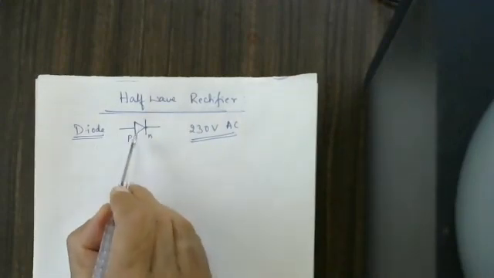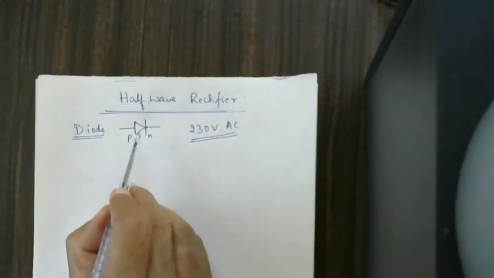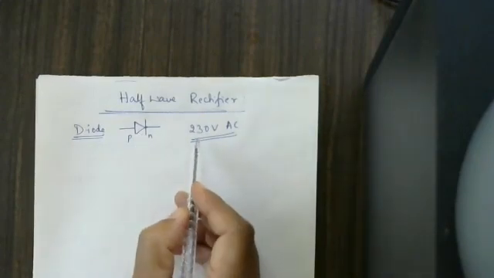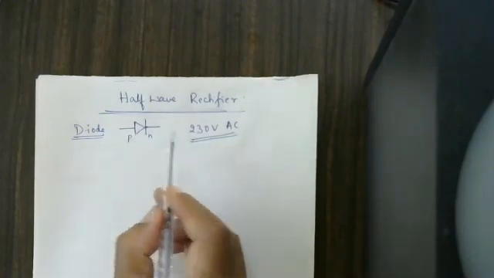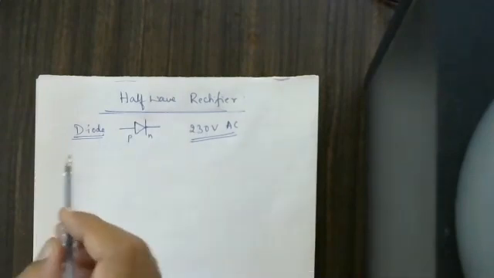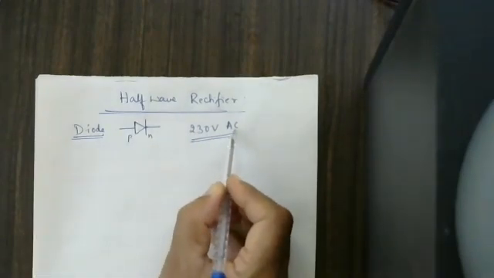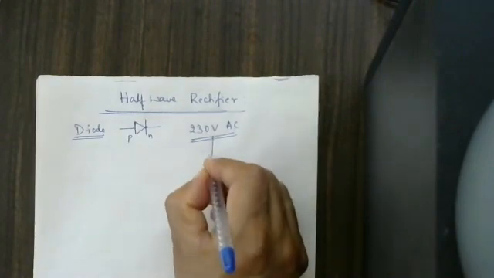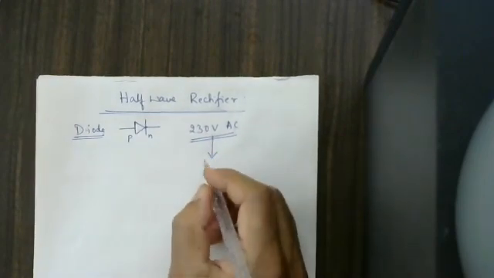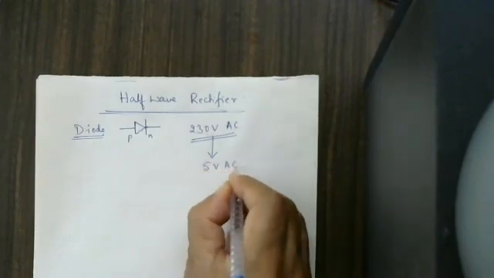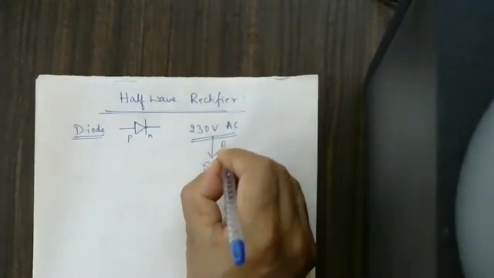A semiconductor diode will not work at a very high voltage of the order of 100 volts, 50 volts. It cannot. Therefore, we cannot supply 230 volts AC here, but we are reducing that to maybe 5 volts AC. Reduce.